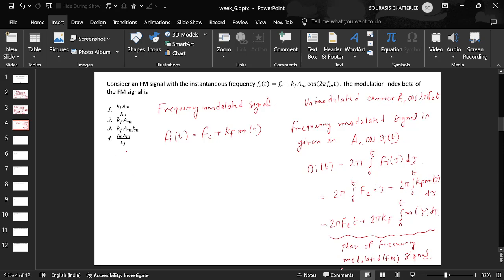So how does your FM signal look like? FM signal has this following form: s(t) is equal to Ac cos of 2 pi fc t plus 2 pi kf integral 0 to t of the message signal integration. So this is how my FM signal is going to look like.